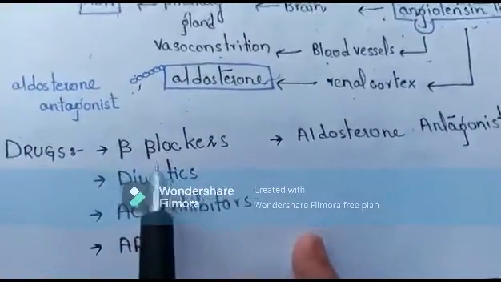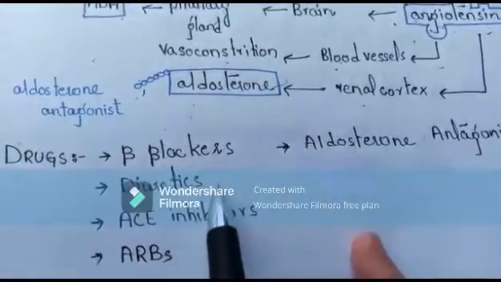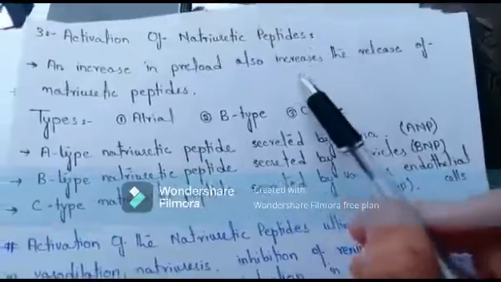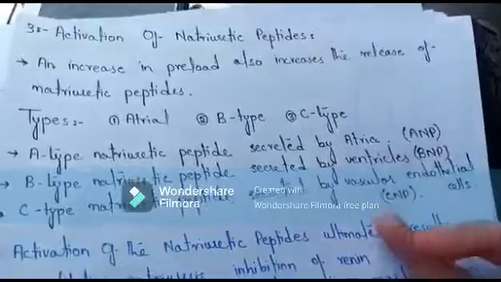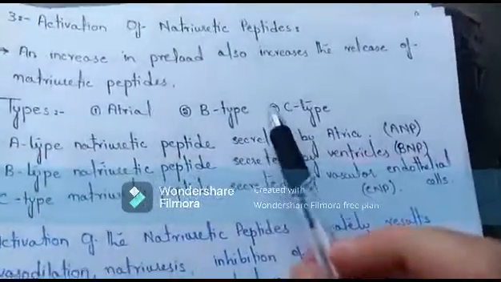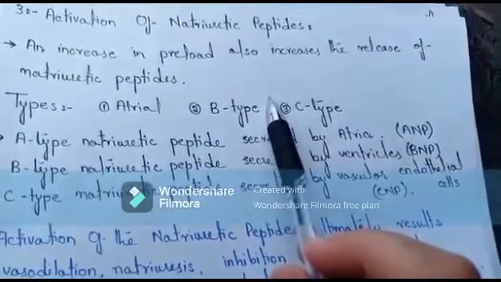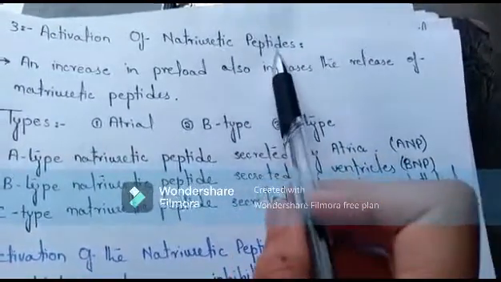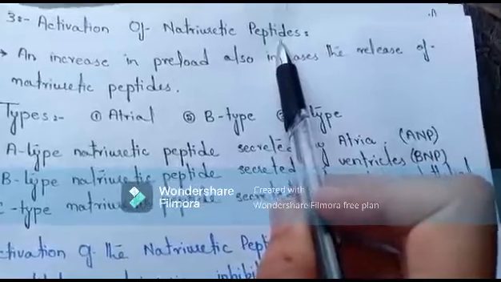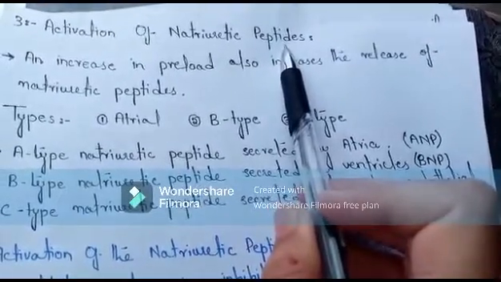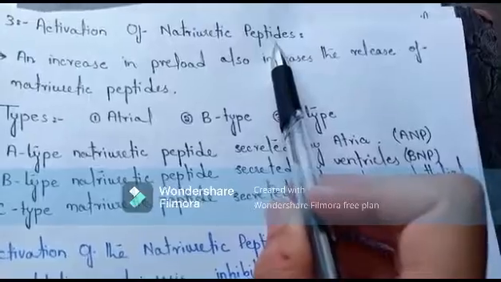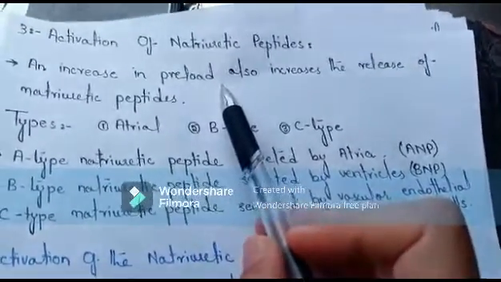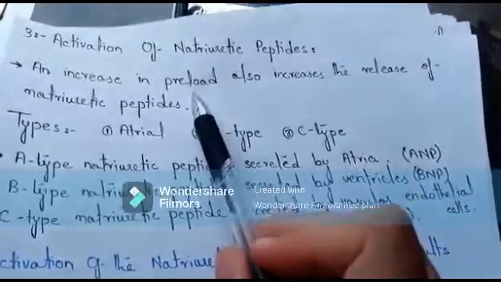Now, the drugs are the beta blockers, diuretics, ACE inhibitors, ARBs, and aldosterone antagonists. So, when the cardiac output is increased or the preload is increased, it is also sensed by the heart, and the heart then in turn causes the release of natriuretic peptide. Keep it in mind, it is in order to compensate the increase in preload. The increase in preload was because of the activation of the sympathetic nervous system and the RAS system.